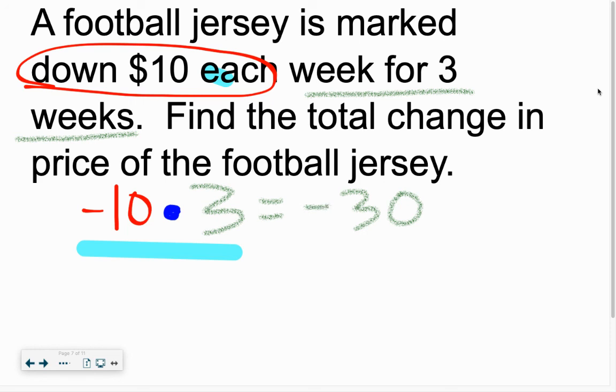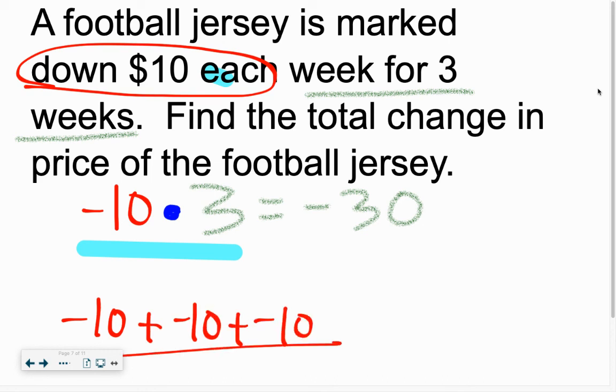Or again, you can think to yourself, week 1 was a negative 10. Then the next week, another negative 10. And then another negative 10. And when you add up 3 negative 10s, it gets you negative 30. That's why when we have different signs, our final answer will be negative.